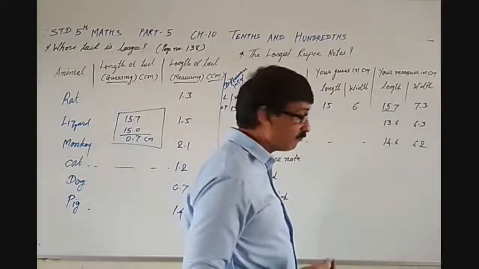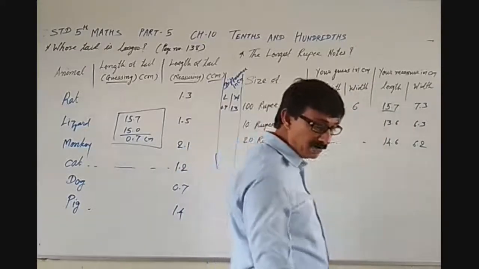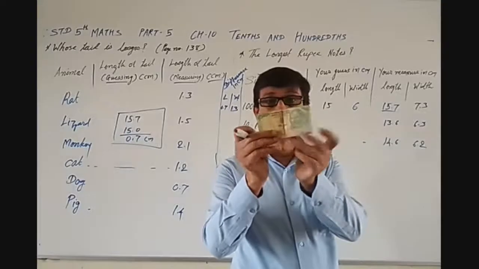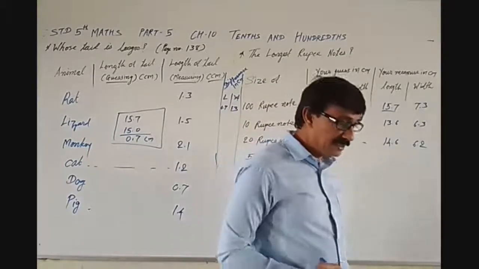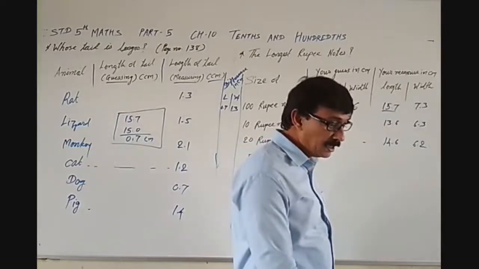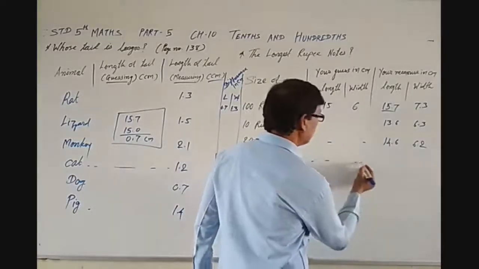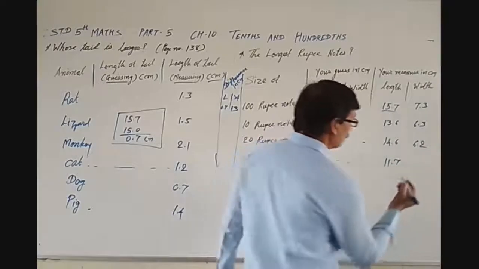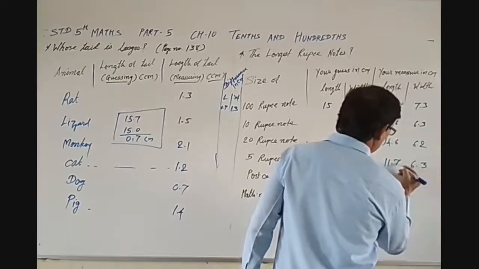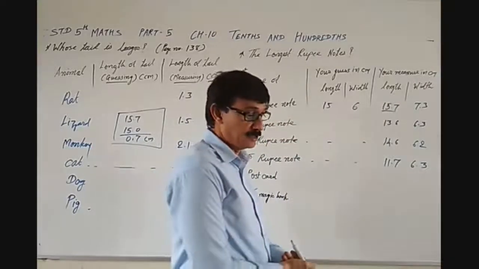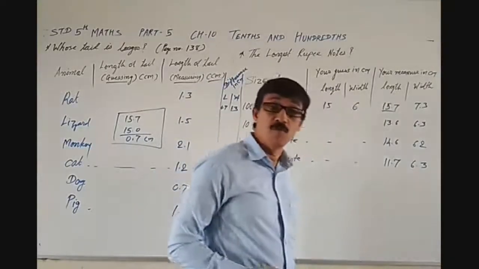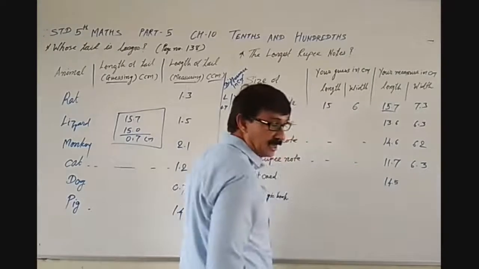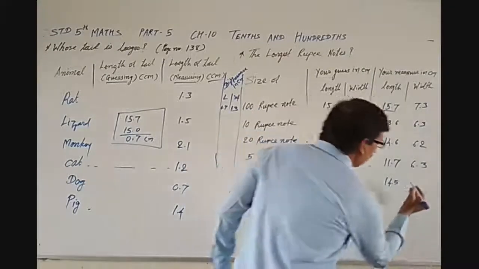Okay, then the 5 rupee note. Let me show you that note. This is the 5 rupee note. The length is 11.7 and the width is 6.3. Then the postcard is 14.5 in length and the width is 9.5.